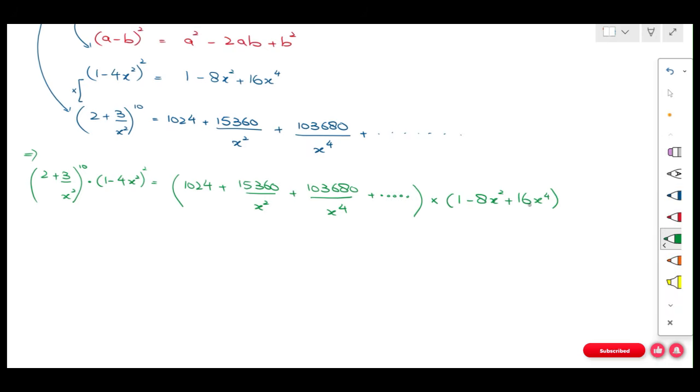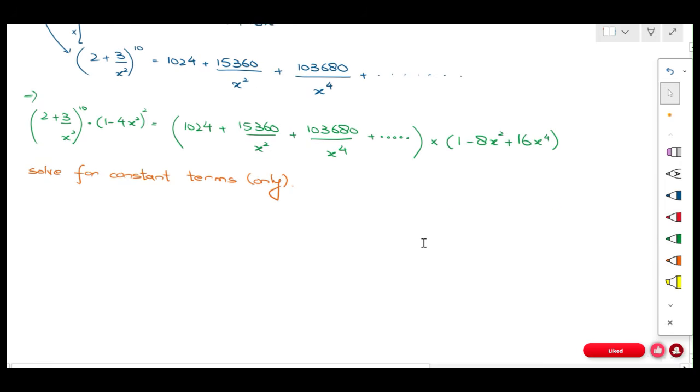Because as you can see, when I opened the square of this term, I got the highest power x to the power 4. So this x to the power 4 and 1 over x to the power 4 cancel out. You will get the constant term, right? Okay, now we have to only solve for the constant terms only. So let me solve for the constant terms only.